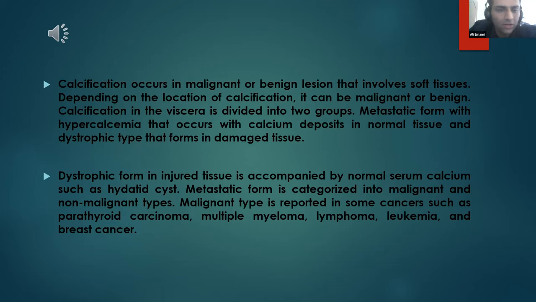Metastatic form is associated with hypercalcemia and occurs with calcium deposits in normal tissue. Dystrophic form occurs in injured tissue and is accompanied by normal serum calcium. For example, we can see it in a healed scar.